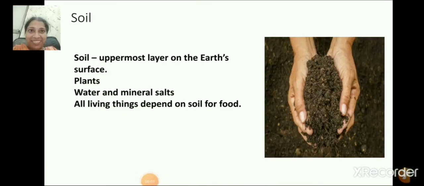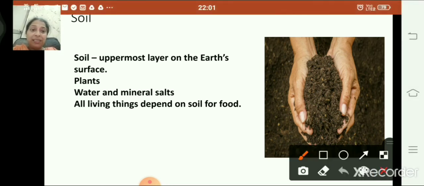Our next topic is soil. So children, you have seen soil and you have touched it, isn't it? What is soil? The soil which you see, it is the top layer on the earth's surface. So children, do you know it is a mixture of minerals, water and air. So soil is the loose uppermost layer on the earth's surface.